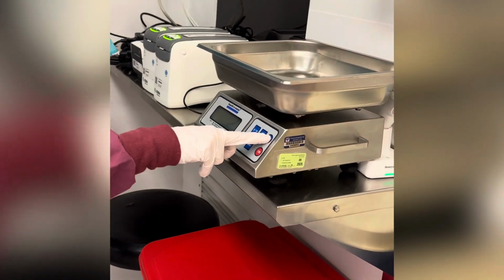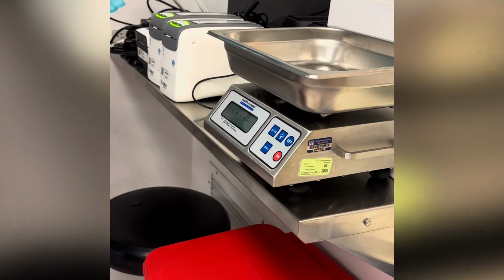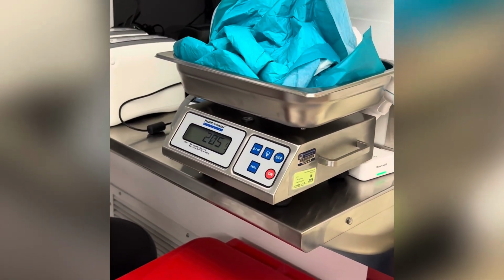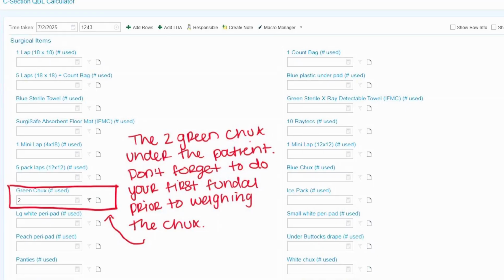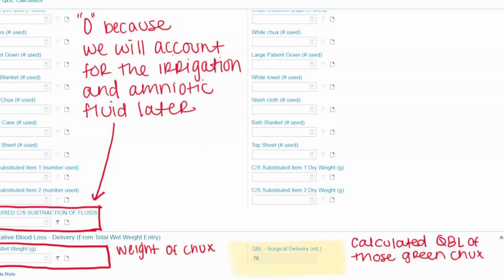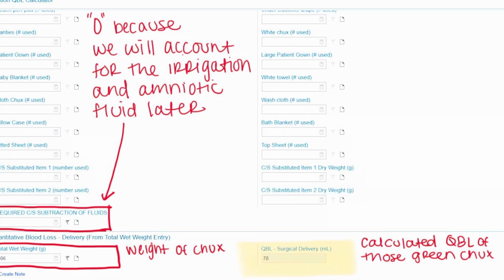This caught any blood from the case as well as the first fundal assessment. Our weight for the 2 chucks totaled 206 grams. We enter 2 in the green chucks category, 0 in the subtracted fluids, and 206 for the total wet weight.